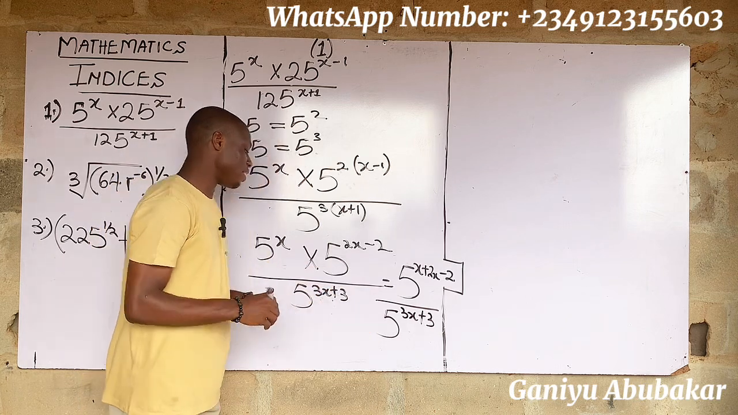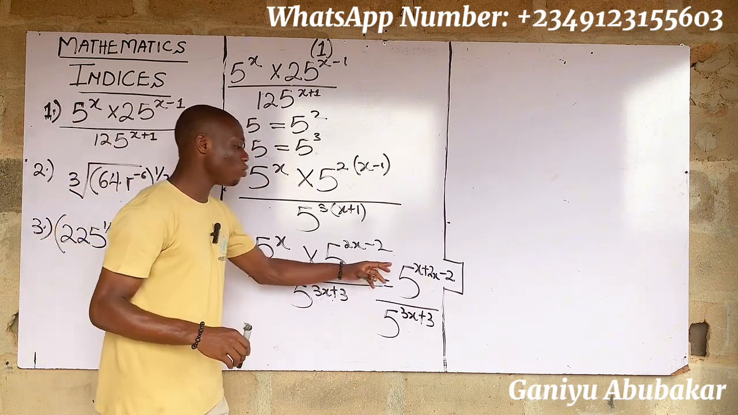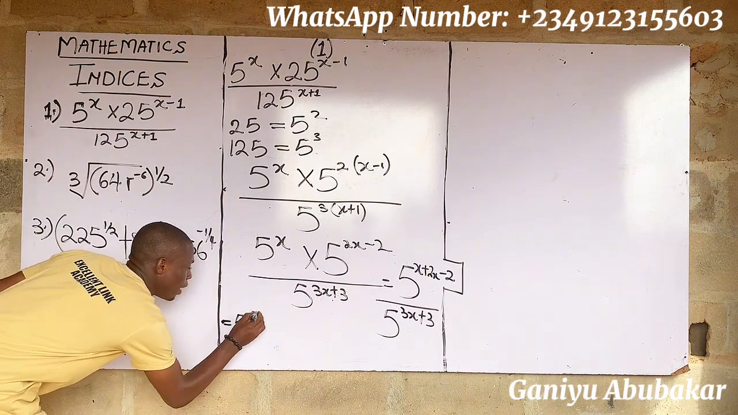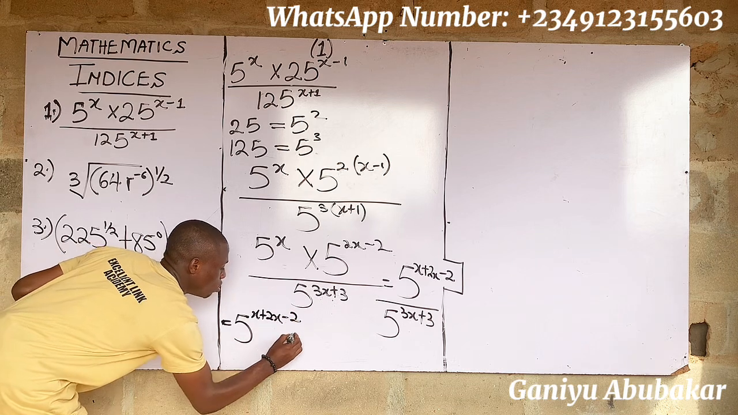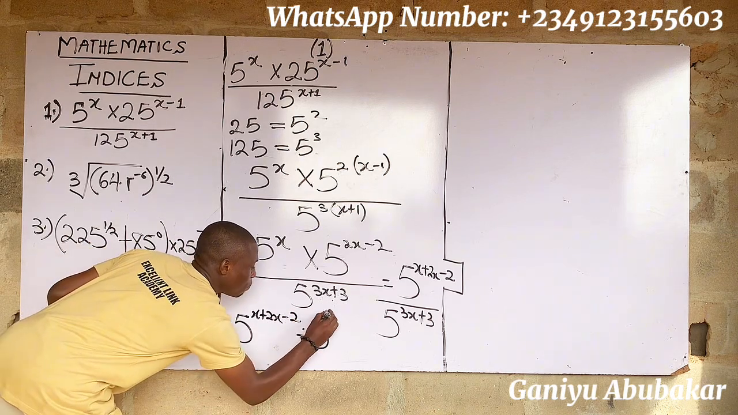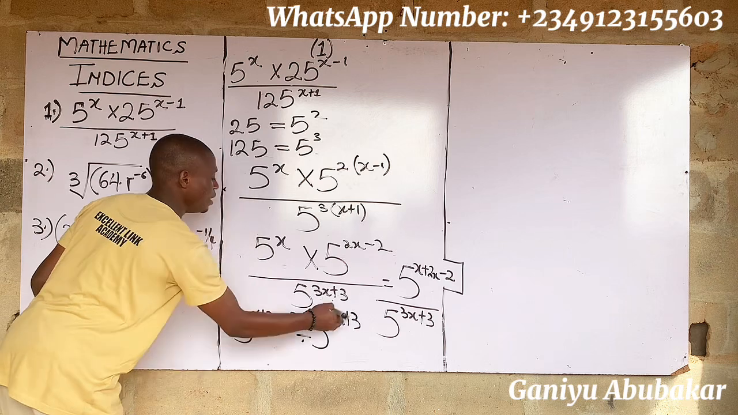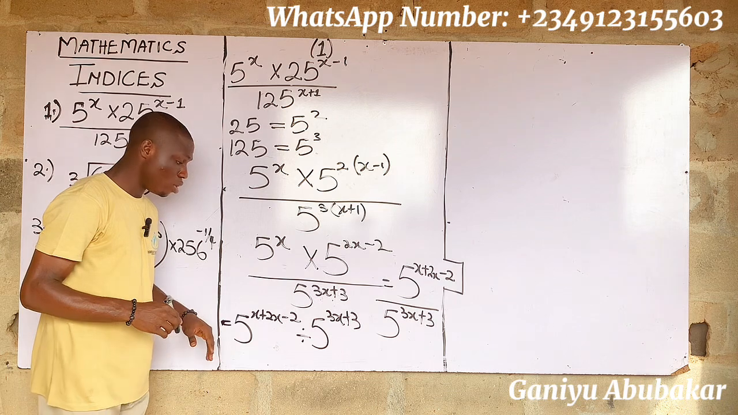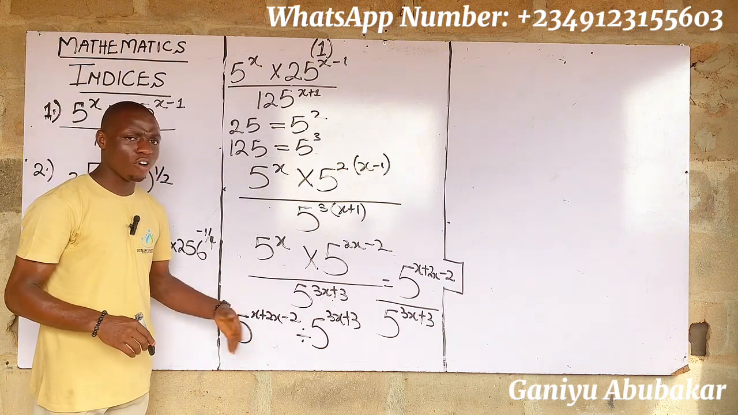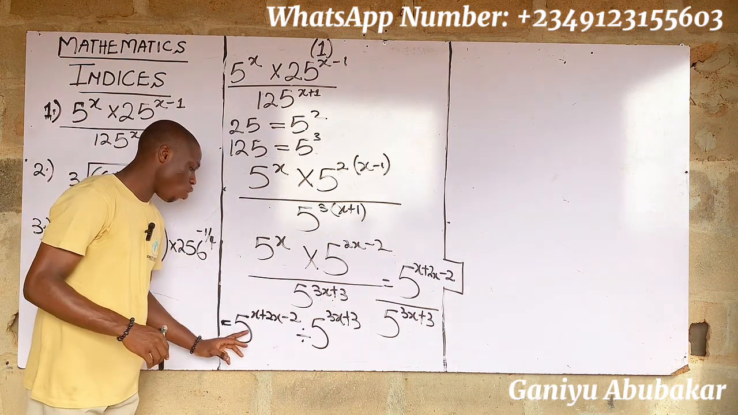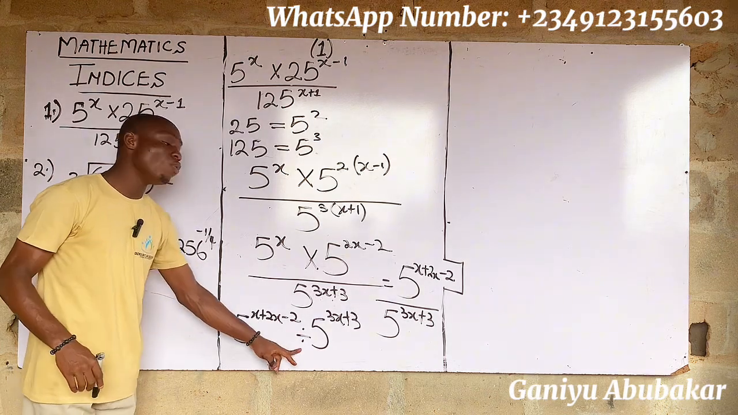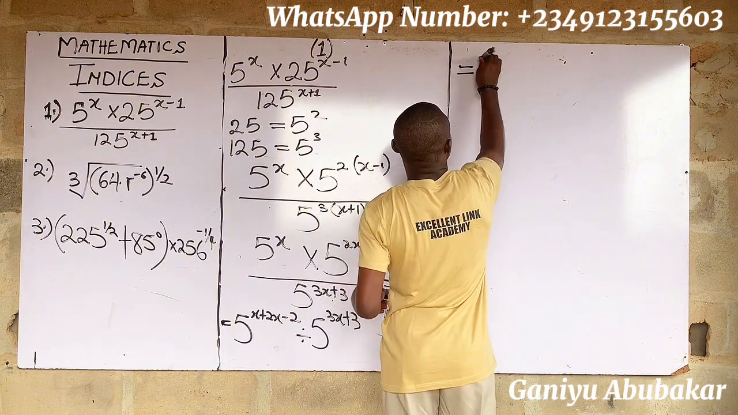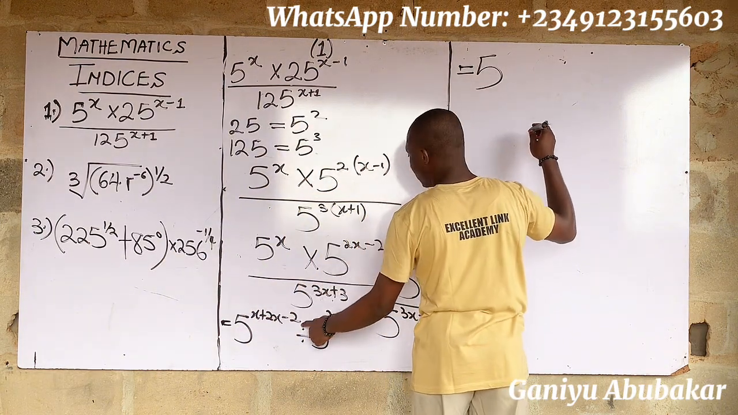These two are dividing now. So let me just take this down to what we know. This can be expressed as 5 to power x plus 2x minus 2 divided by 5 to power 3x plus 3. This one and this are still the same thing, but I just break it down to what we know. Now go back to your division law of indices. When two like bases are dividing, we said subtract their power. So it becomes, I'll pick out just a single 5, then I'll have everything here.